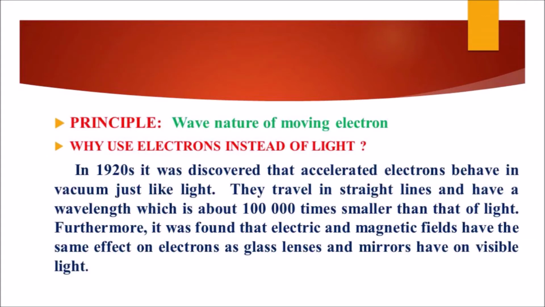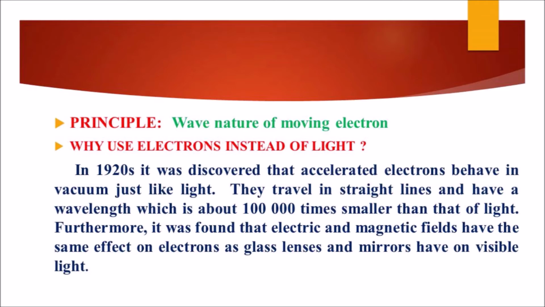The principle of the electron microscope is the wave nature of moving electrons. Why do we use electrons instead of light? The reason is that in the 1920s, it was discovered that accelerated electrons behave in vacuum just like light. They travel in straight lines and have a wavelength which is about 1 lakh times smaller than that of light.